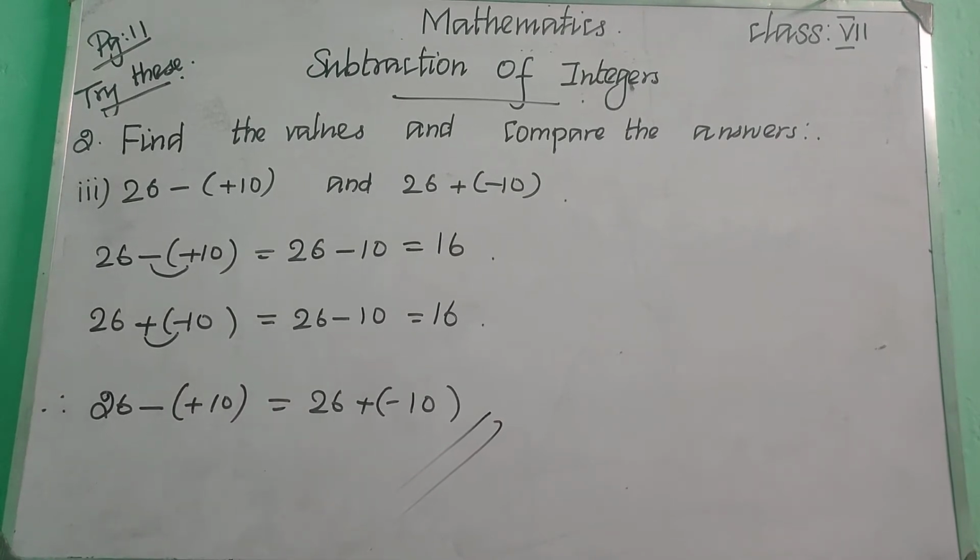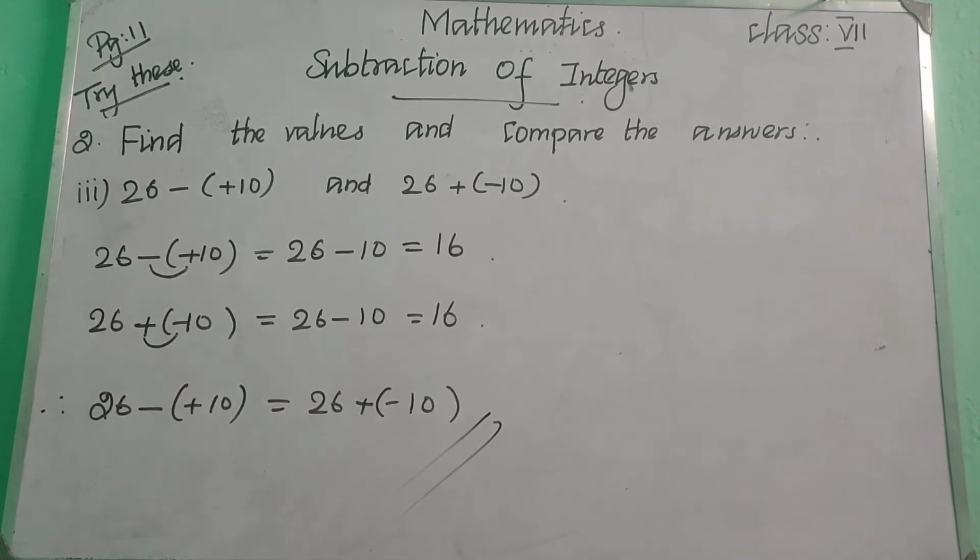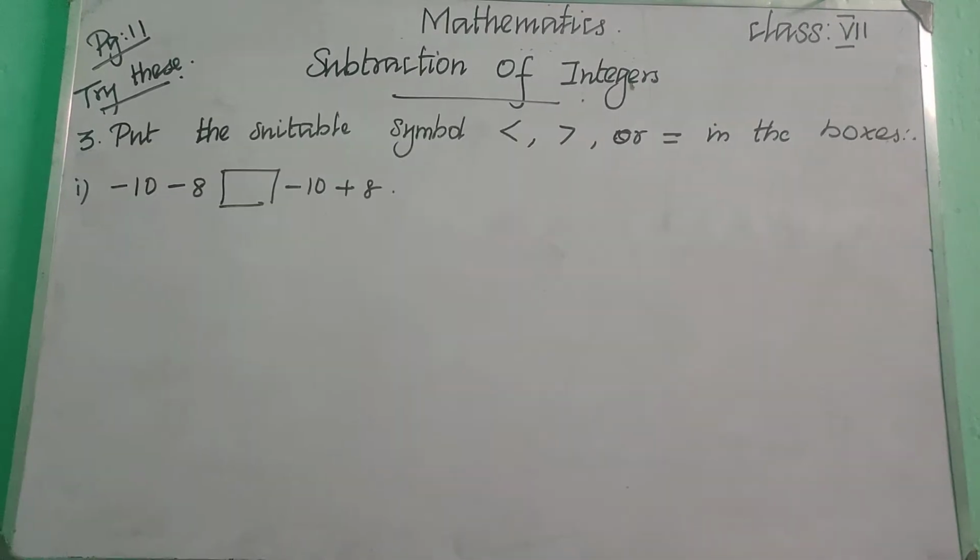Take down this in your notebook and then write the third question. Pause the video and write. And then the third one, put the suitable symbol less than, greater than or equal to in the boxes. So the first one, minus 10 minus 8, and minus 10 plus 8.